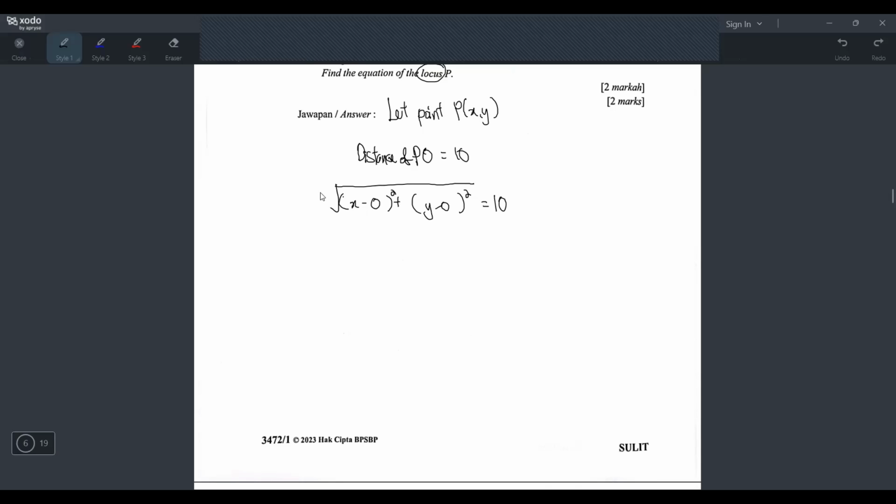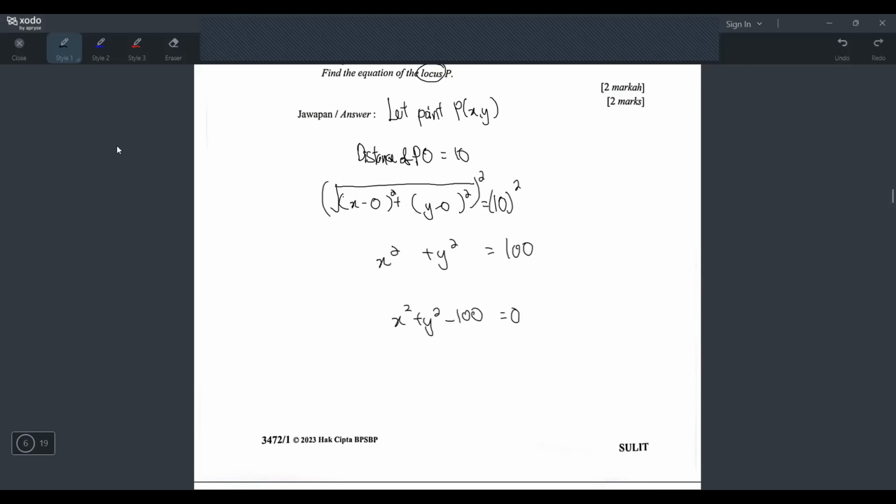How do we remove the square root? You square both sides. So you square here, and you square here. What happens to the 10? It becomes 100 because you square it. And what happens to the square root? It disappears, because square root and square cancel each other out. So you are just left with x minus 0 squared, which is x squared, and y minus 0 squared, which is y squared. But usually when we write a locus, we want everything on one side equal to 0. So I will move the 100 over. It will be x squared plus y squared minus 100 equals 0.